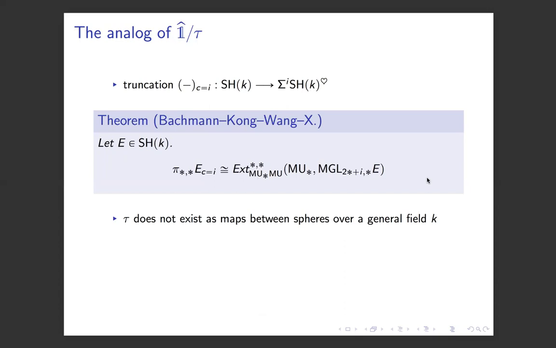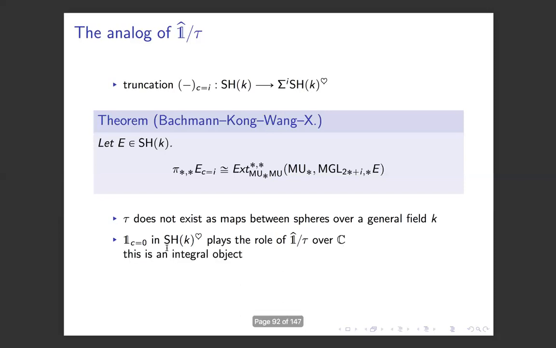Note that tau does not exist as a map between spheres over a general field K. Therefore, if we take the sphere and take its truncation in the Chow heart, this object will be our object that plays the same role as the cofiber of tau over C. But a few comments here first. First of all, this is an integral object.